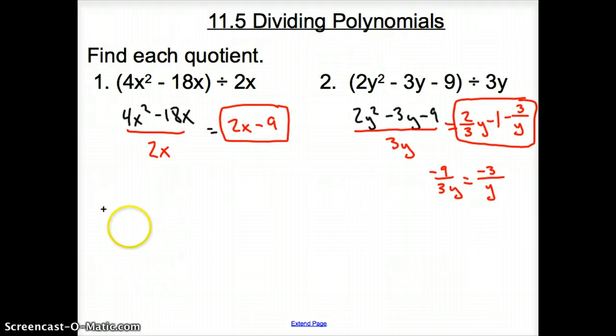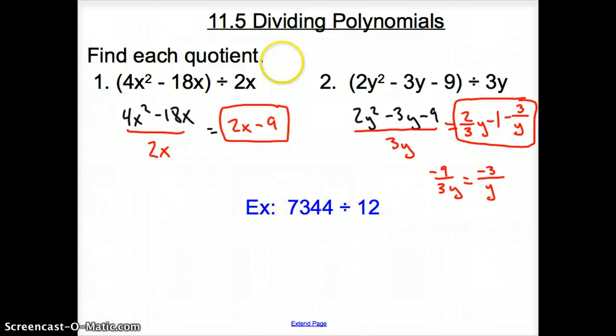When we start dividing polynomials, we have to follow the same steps as we would when we use long division to find our answer right here. So let's write this out like we would in long division when you're back in 5th grade. You're going to put 12 outside of the division bar, and then inside you're going to put 7, 3, 4, 4. Now how do we do this?